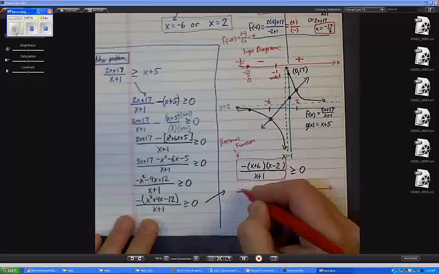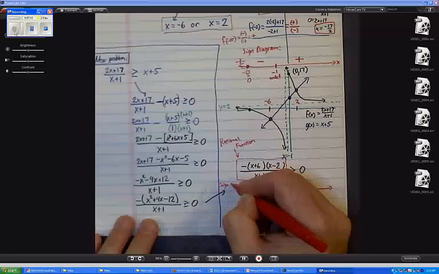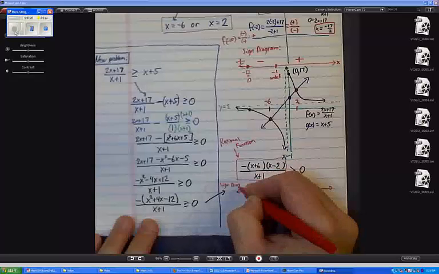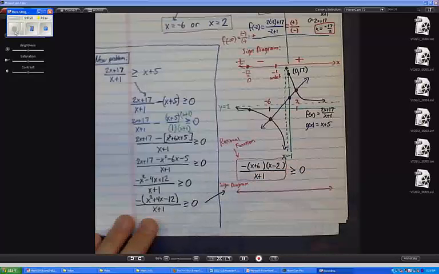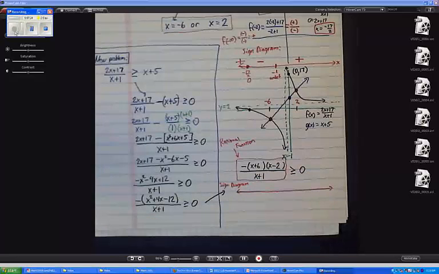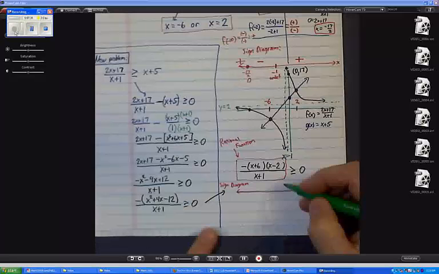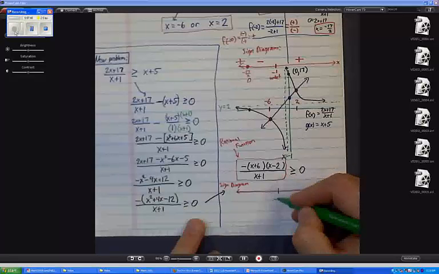A sign diagram. I'm going to do a sign diagram. Now, what are the important points we should list on the sign diagram for this rational function? Definitely -1, because what do we know about it at x equals -1? It's undefined.